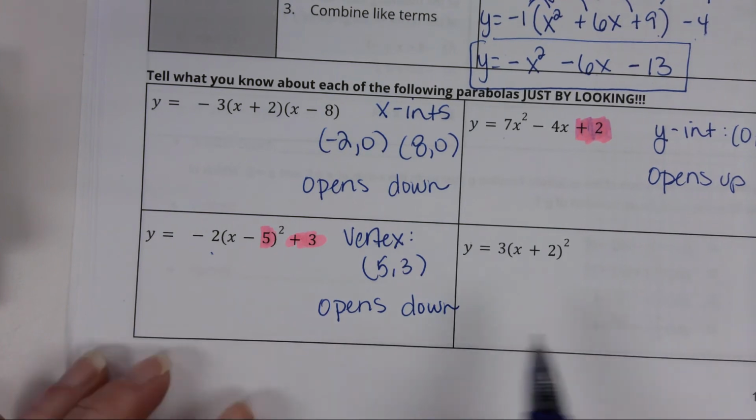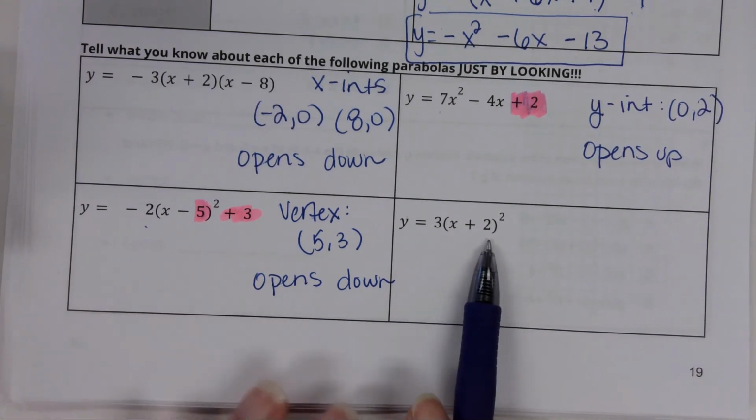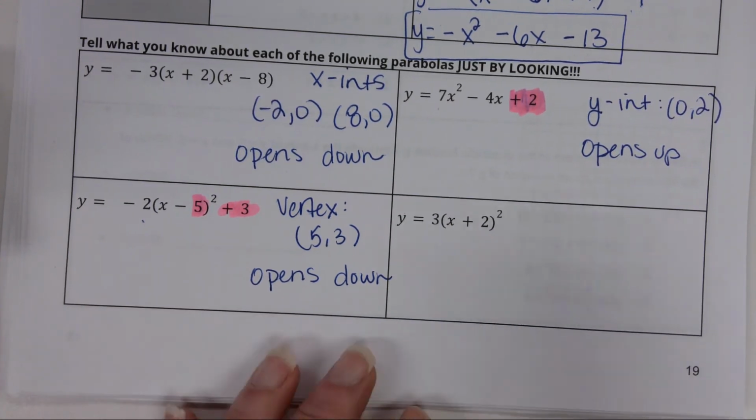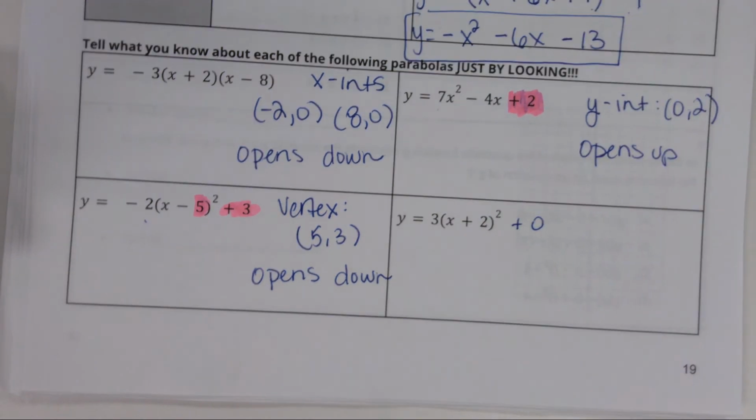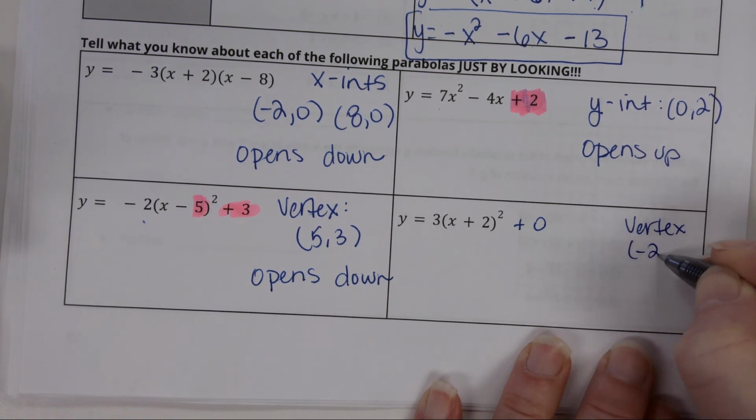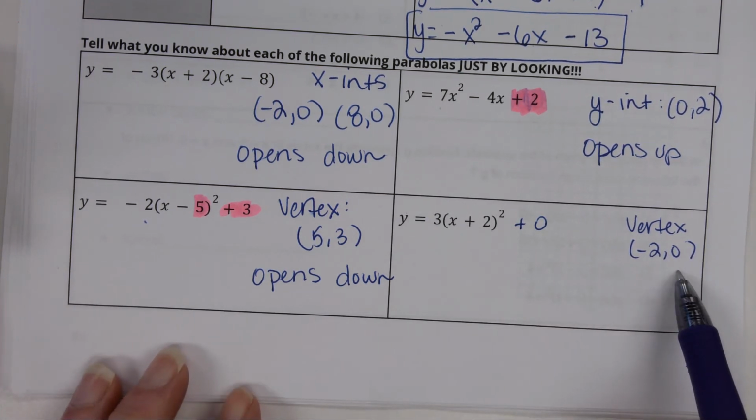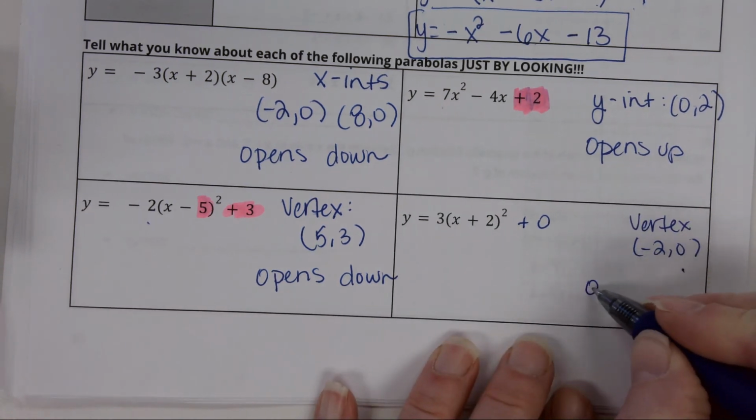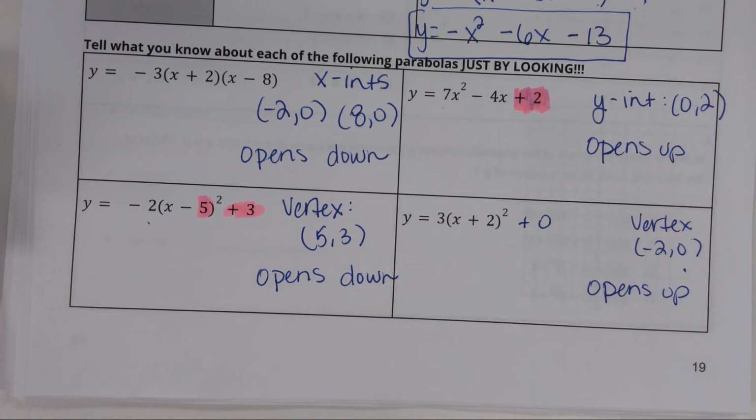Last one. This really is vertex form. Okay, it's also actually a form of intercept form. That's kind of for another day. You can think of it as the vertex. So the vertex is -2, 0. It also happens to be the x-intercept. So they're just the same thing in that case. And then that opens up.